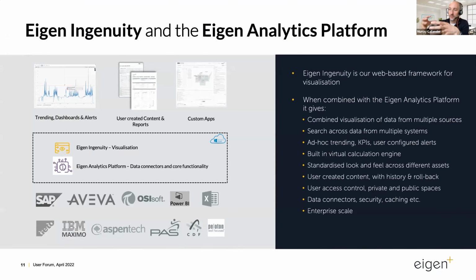Here's an illustration of how we're now splitting Ingenuity from the analytics platform. Ingenuity is the visualization piece. It's what you'll interact with to make a dashboard or a report or trend something. The analytics platform is everything that sits behind the scenes to enable that. So it's the data connectors and the knowledge graph and the search functionality.